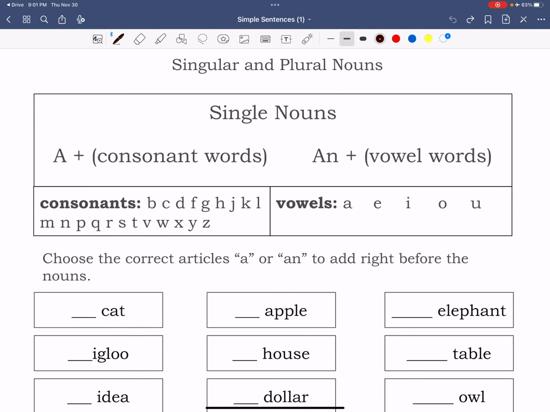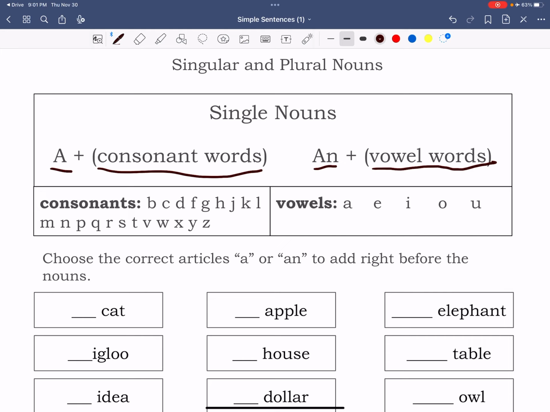Today we're going to talk about when we use a and when we use an. So we use a when we are going to talk about a word that starts with a consonant. And we use an when we're going to talk about a word that starts with a vowel. So let's start from the beginning.